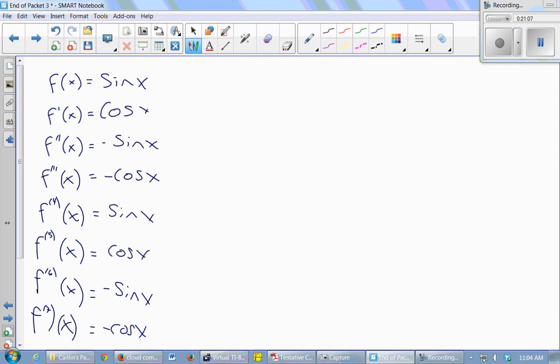And then I have to evaluate each of these at x equals 0. Plug a 0 into each of these, and these will be my coefficients. So sine of 0 is 0. Cosine of 0 is 1. 0, negative 1, 0, 1, 0, negative 1. So those are the values of f and its first 7 derivatives that I can plug into the formula I wrote on the previous page. So f of 0 is 0, so I go 0, 1, 0, negative 1.